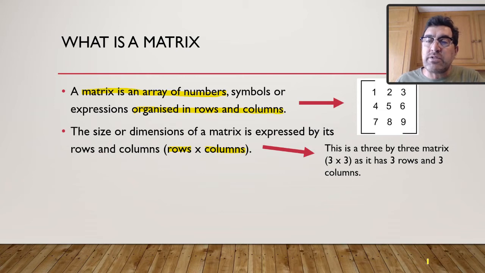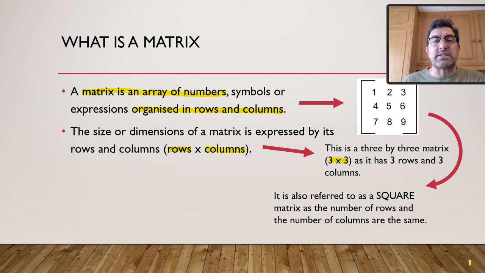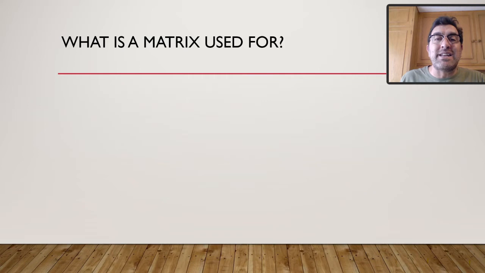Okay, so that matrix up there is a 3 by 3 matrix, since it has 3 rows and 3 columns. But now because it is 3 by 3, it has the same number of rows and the same number of columns, we call it a square matrix. So if you ever hear anybody refer to a square matrix, you immediately know the number of rows and the number of columns in that matrix are identical.